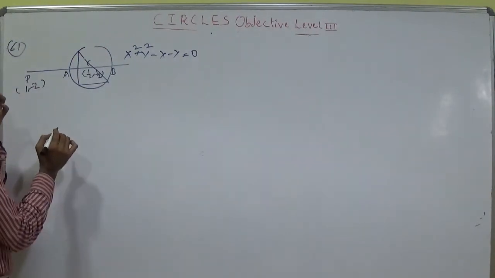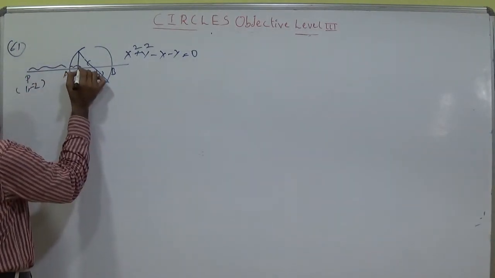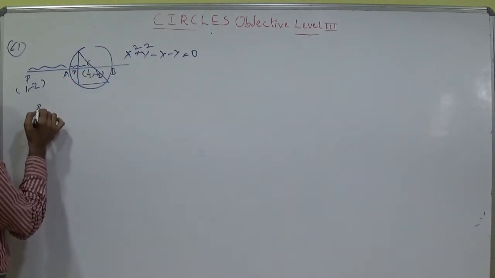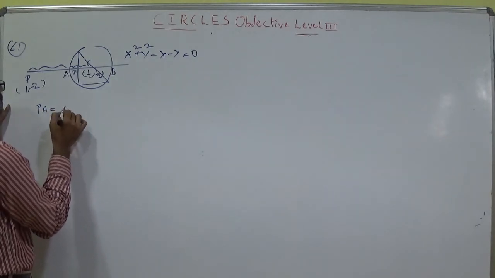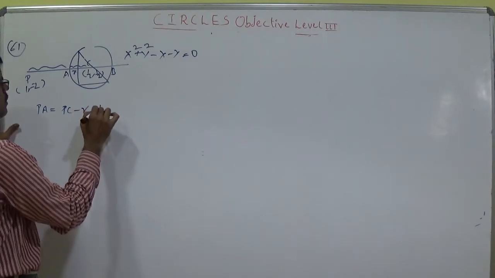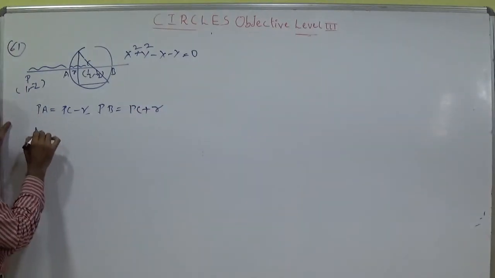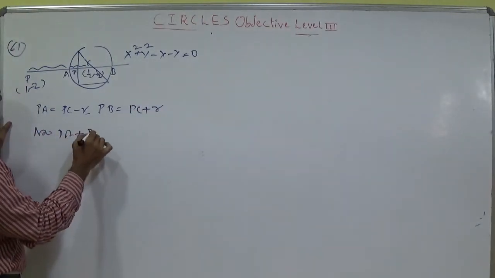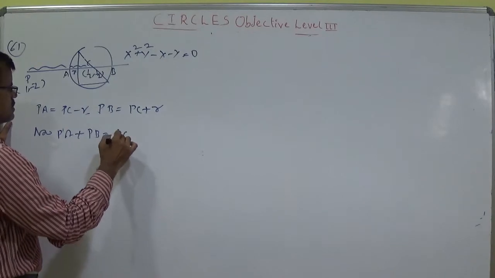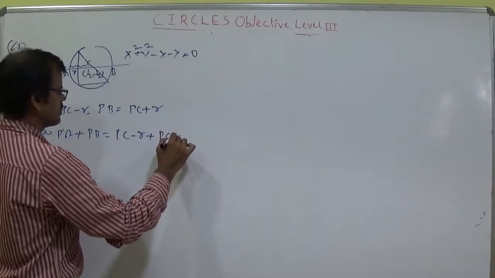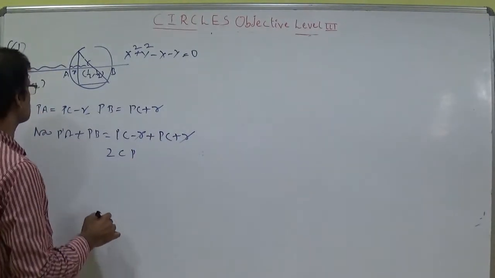Now PA and PB. This is R. PA we can write as PC minus R, and PB we can write as PC plus R. Now PA plus PB is asked. PA plus PB is equal to PC minus R plus PC plus R, so 2CP. It is nothing but the length of the smallest distance.